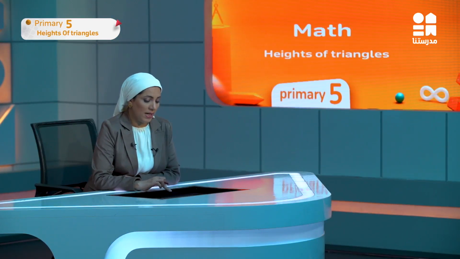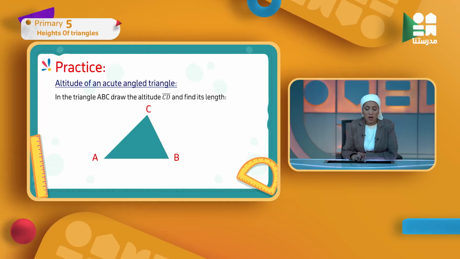We have some exercises to practice on what we have just taken. The first one, the altitude of an acute angle triangle. In triangle ABC, as shown in the figure in front of you, I want you to draw the altitude CD and find its length.